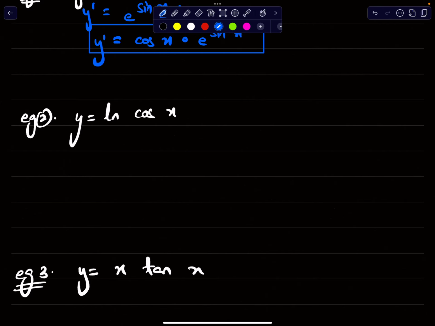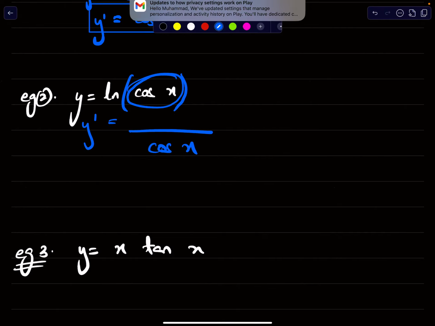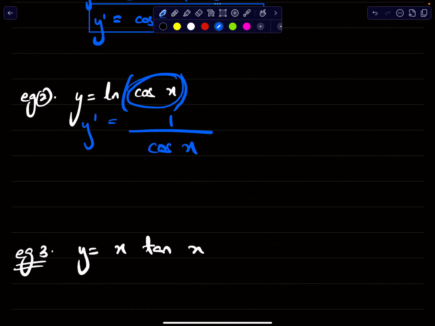Moving on, we have ln with something inside. Ln with a trigonometric function inside in this case. So the steps are, whatever is inside ln goes down. So cos x goes to the denominator, and we are going to multiply this fraction by the differential of whatever went down. In this case, it's cos x. Thus multiply by the differential of cos x, that's minus sin x.